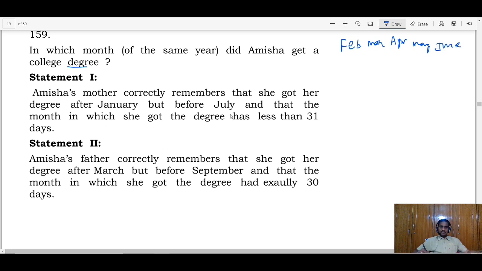And the month in which she got the degree has fewer than 31 days. Fewer than 31 days: Feb, April and June. There are 3 different months. Hence, 1 alone is not sufficient.